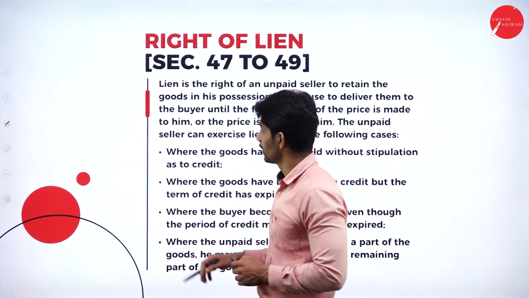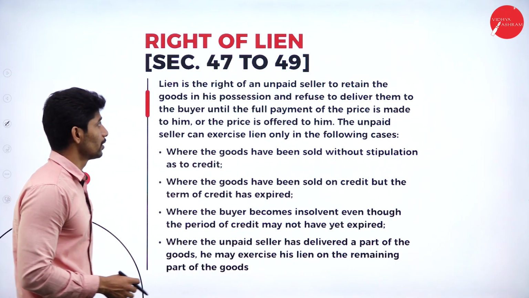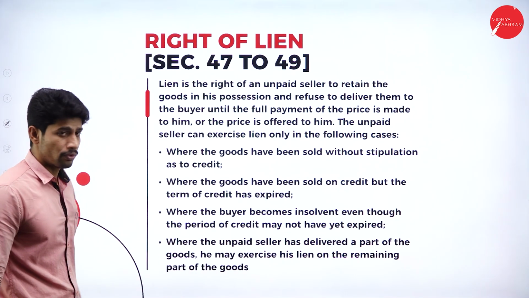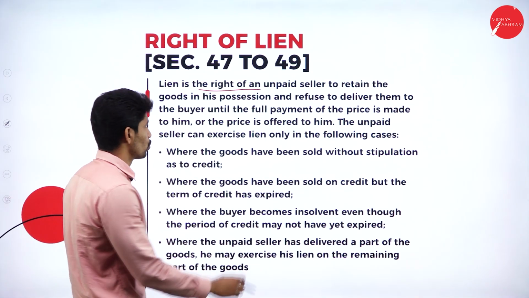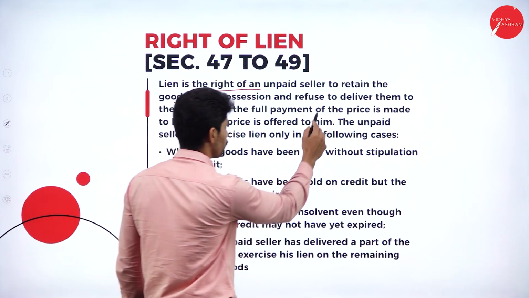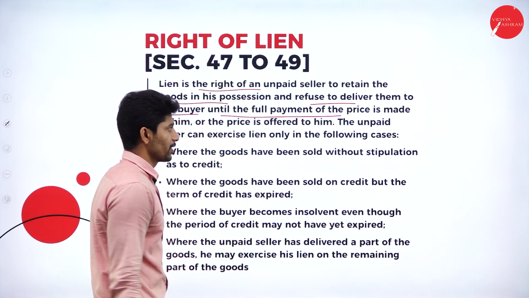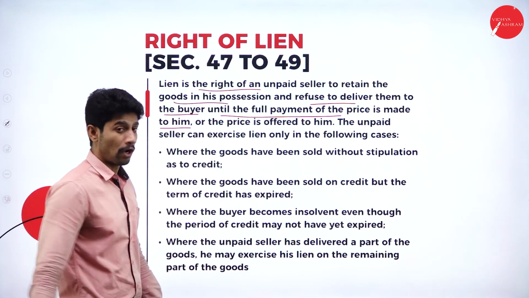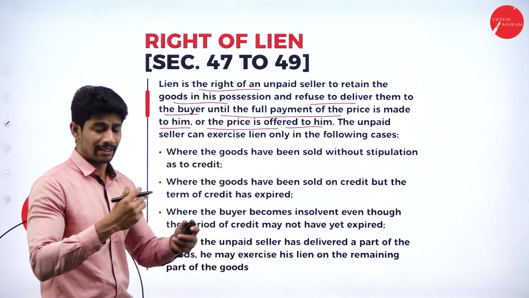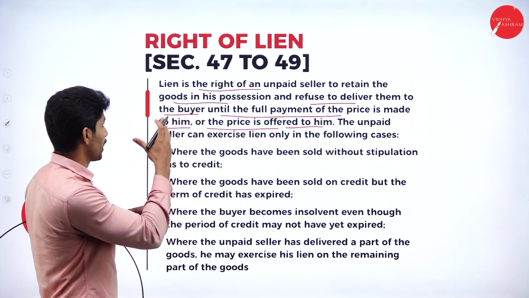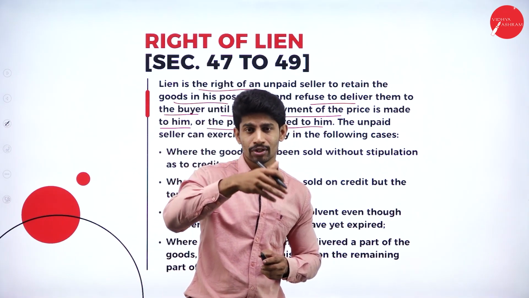Next, the right of lien, Sections 47 to 49. Lien is the right of an unpaid seller to retain the goods in his possession and refuse to deliver them to the buyer until the full payment of the price is made to him or the price is offered to him. That means, in this particular right of lien, the seller will not deliver the goods.